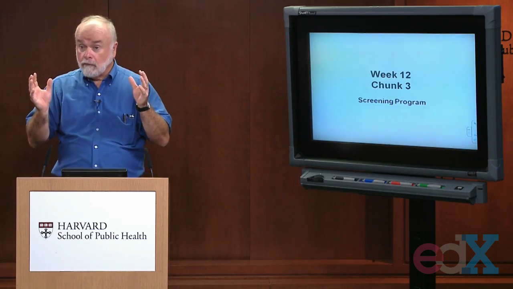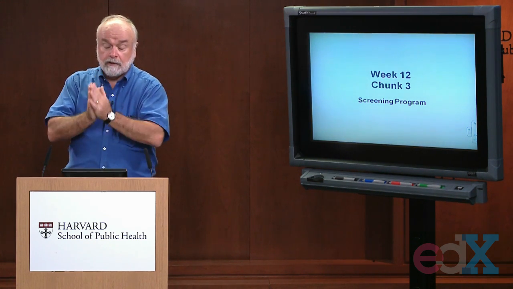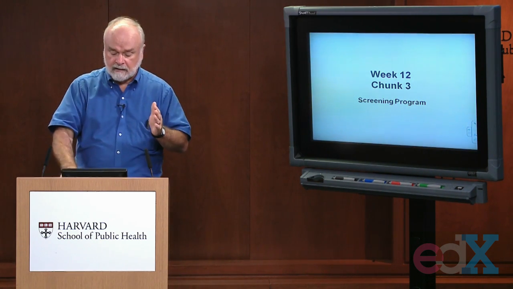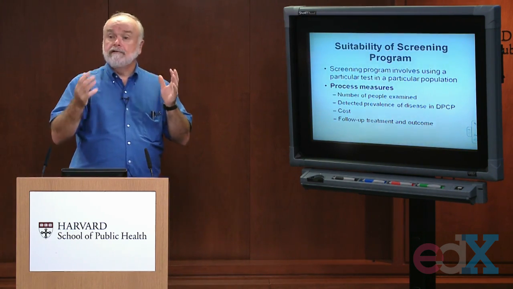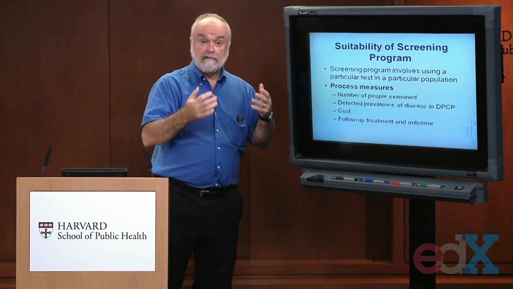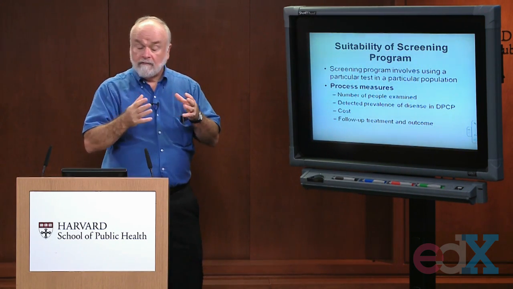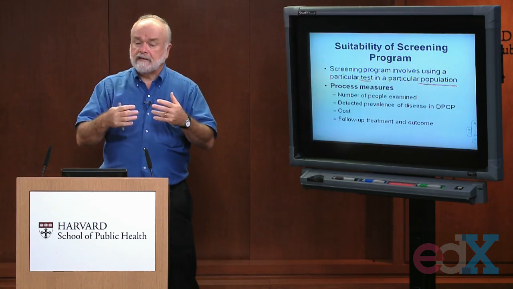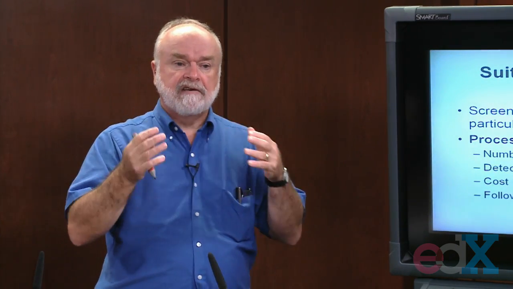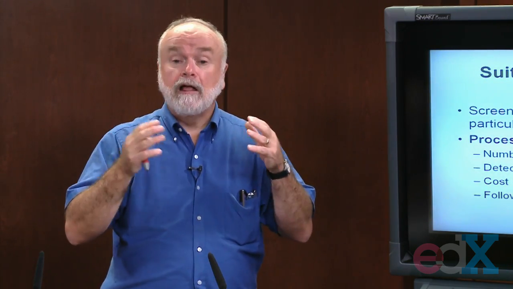Now let's talk about a screening program, which involves giving a test to a specific population for the purposes of detecting disease. So let's talk about what screening programs are suitable, meaning what tests given to what populations would be appropriate for detecting disease. A screening program means using a test in a specific population. How can we measure whether that process was beneficial? What are the process measures that we can say show this screening program had value?